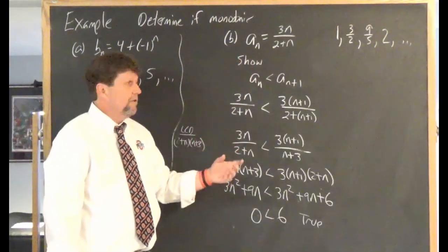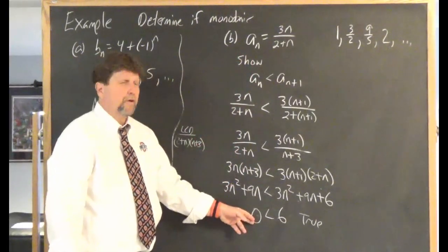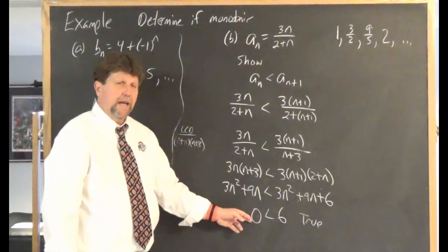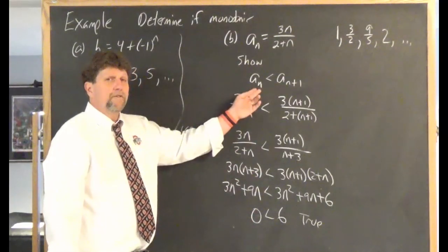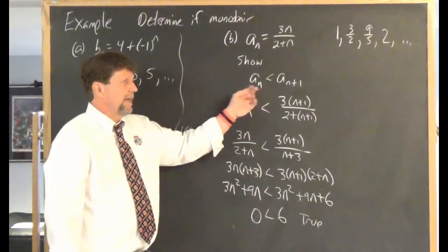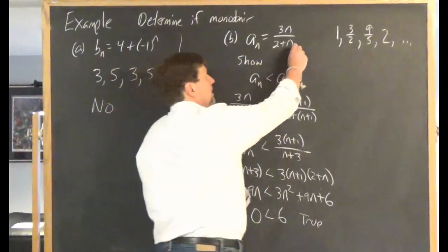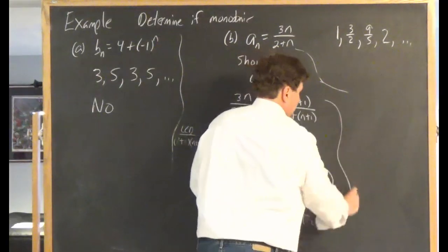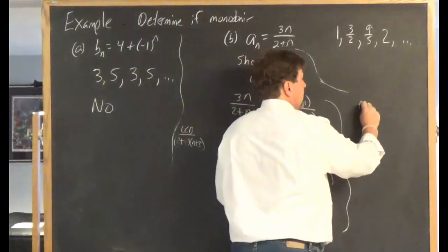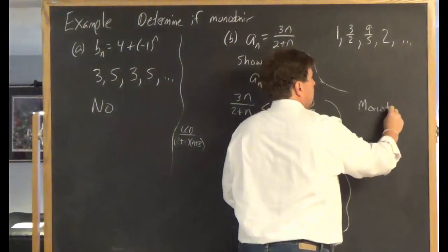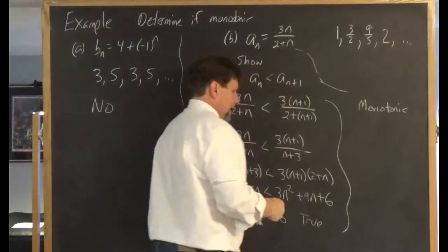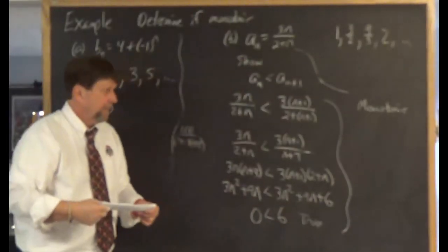So what we have shown is this is true. This led us to a true statement. We have shown that a sub n is less than a sub n plus 1. All of this shows that this beastie is monotonic.